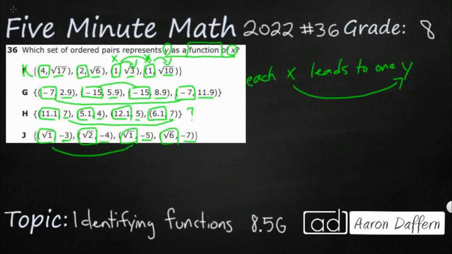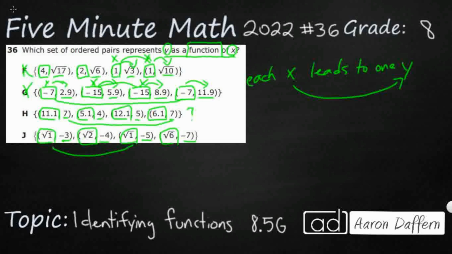Look at G. I've got these x's, -15, and -15 leads to either 5.9 or 8.9. So 1 x leads to 2 y's. Same thing with the -7s. My -7 leads to both 2.9 and 11.9. So it's not going to be that.